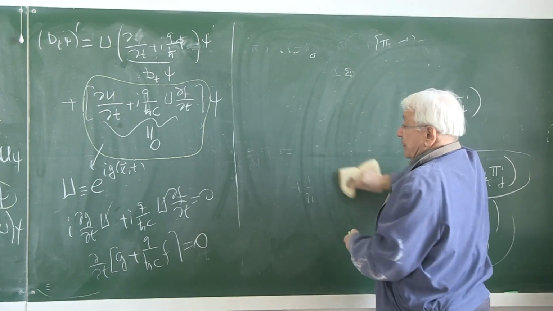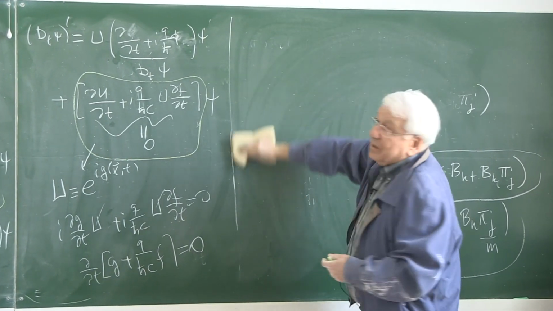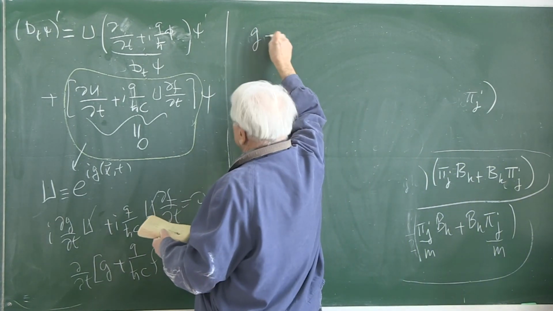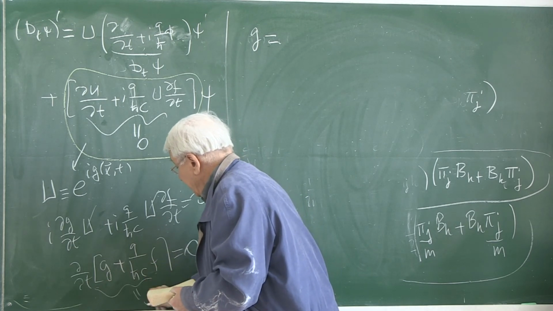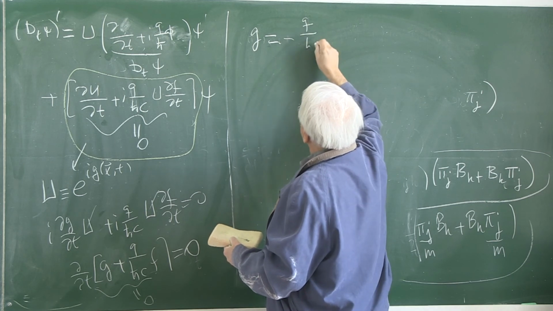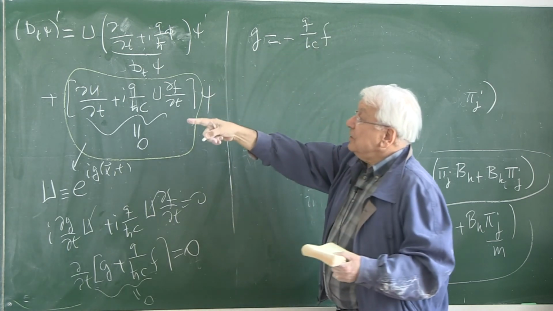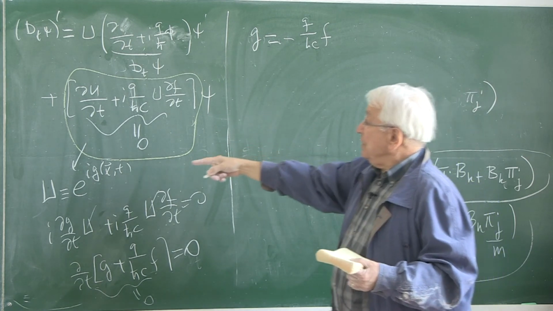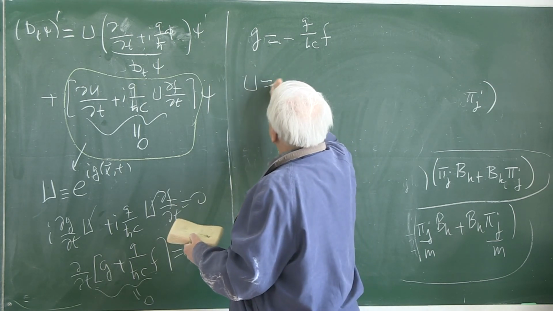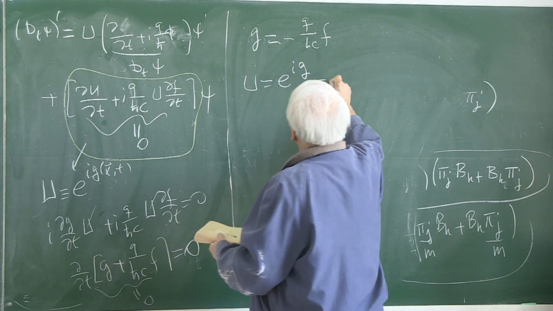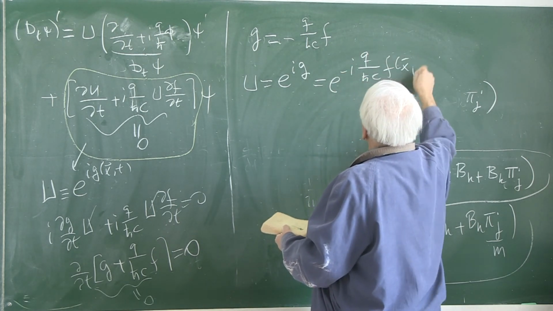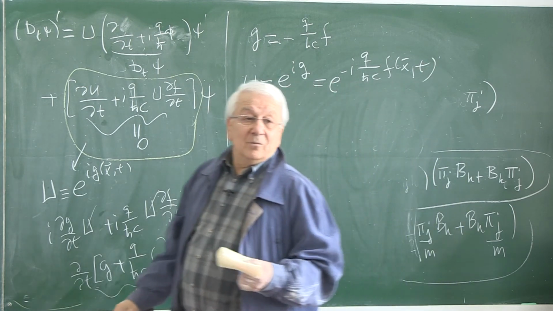So what do I get? Up to a constant, constants are very important because they are just pure phases. Up to a constant, g is, if I solve this, g is minus q over h bar c f. So that g is not just any g, but it's using that f. So what is the psi prime? u is then? u is e to the i g, which is e to the minus i q over h bar c f of x,t. So the picture is complete now.